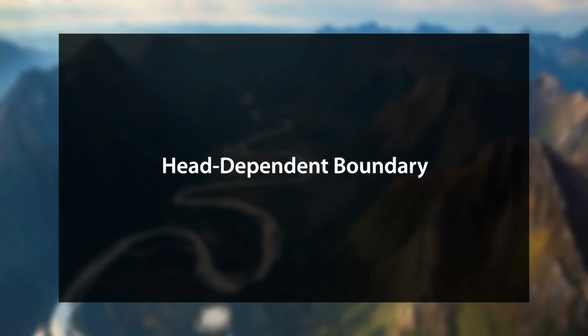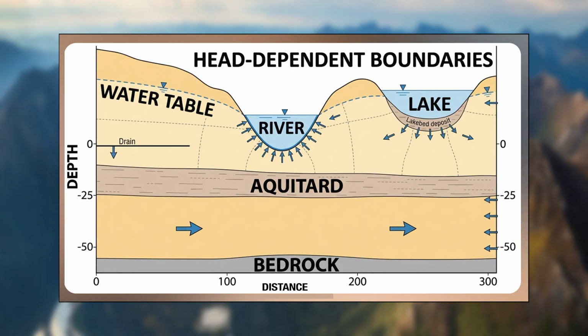The third is the head dependent boundary. The head dependent boundary defines the flow across the perimeter or internal feature based on the difference between a user defined external water level and the water level calculated by the model near the boundary. This relationship is governed by the conductance factor. The conductance factor represents the ease with which water can pass through the interface material like streambed sediments.